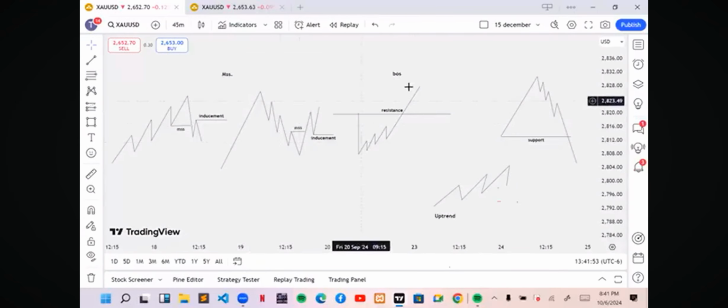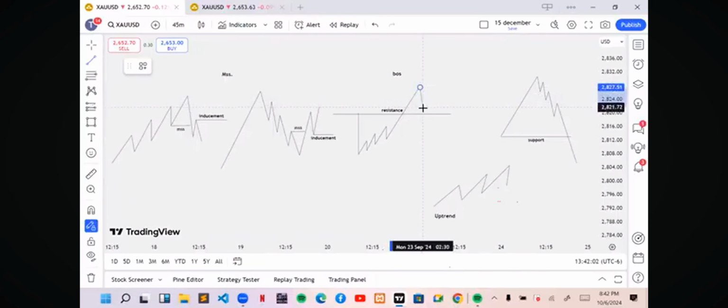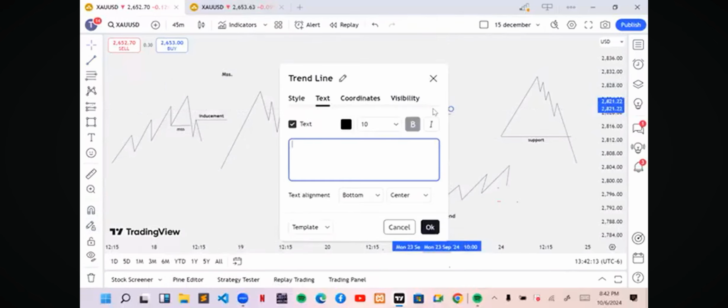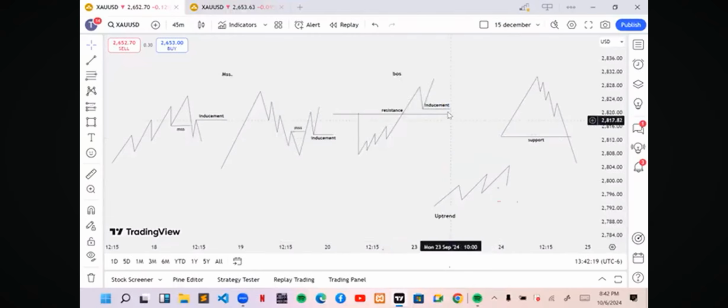Same as the market breaking structure. If there was a structure shift in the market, for example, this was a break of structure, after that the market will make a pullback. After making the pullback, it will push up again in that direction. That pullback it makes is your inducement. So, inducement. This is your inducement here, the pullback.